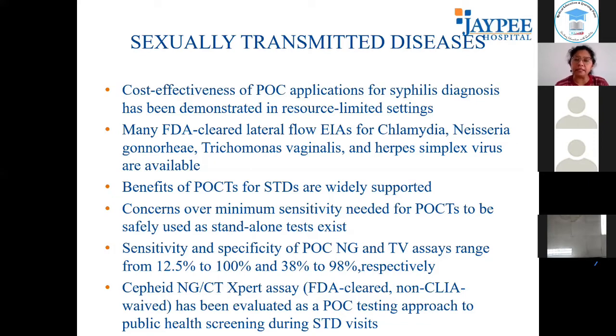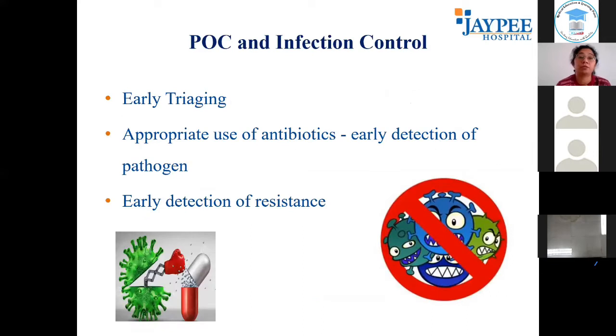And the concerns over minimum sensitivity do exist there, but they are used safely as a standalone test. That is the important thing, because the patient will not go back to the core lab. So here the sensitivity of the POCT test is very important, and it's usually worked on to give a good sensitivity, but there are kits which vary from 12% to 100% sensitivity and 38 to 98% specificity. So we need to again look at the kits. The other important molecular assay is the CT/NG Xpert, which detects Chlamydia trachomatis and Neisseria gonorrhoeae by a molecular method in the STD clinic, and is also a useful POCT test in the sexually transmitted diseases sector.